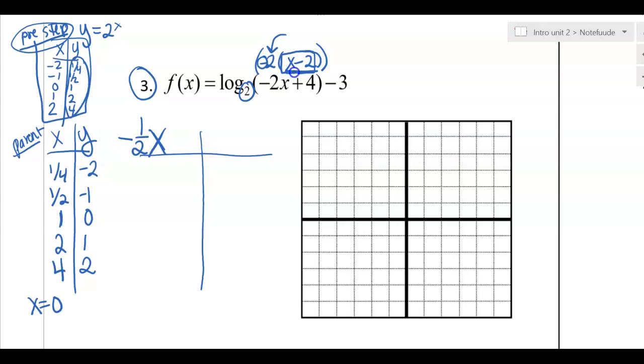Then in here it says x minus 2, but remember that's your x minus h. The minus is part of the formula. The h value is what you're looking at. And so in this case, the h value is positive 2. So then I'm going to also add 2.